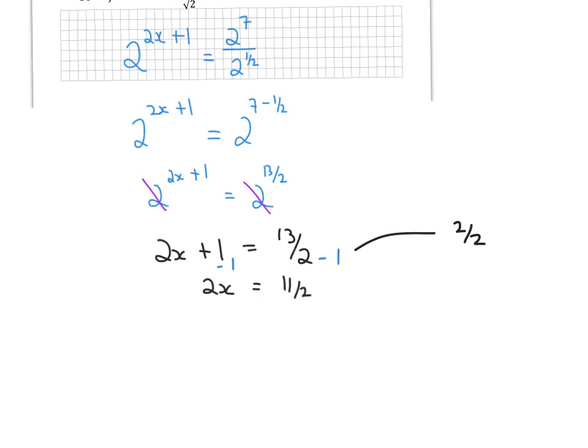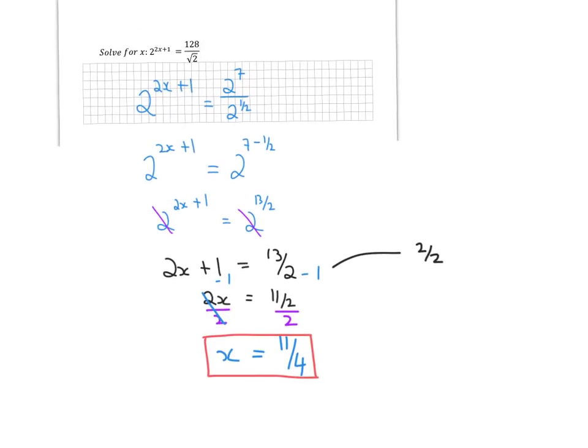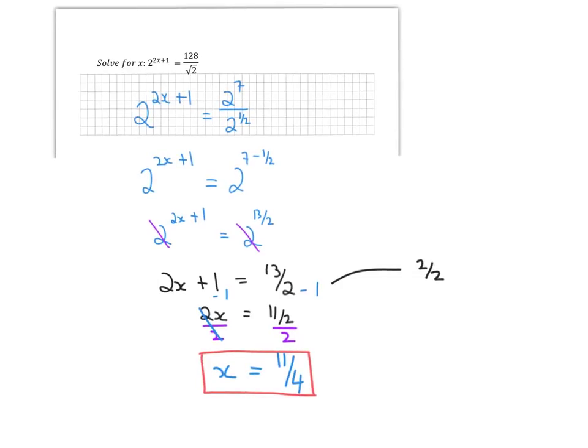Okay, and so then just to finish off, divide here by 2, divide here by 2, that gives me then that x is equal to 11 over 4. Always leave these in fraction form unless directed otherwise. Okay, and so that's our answer to question 2.